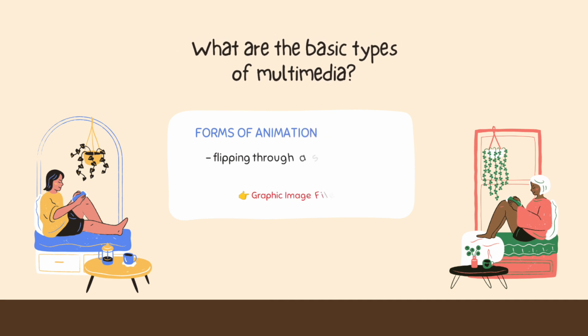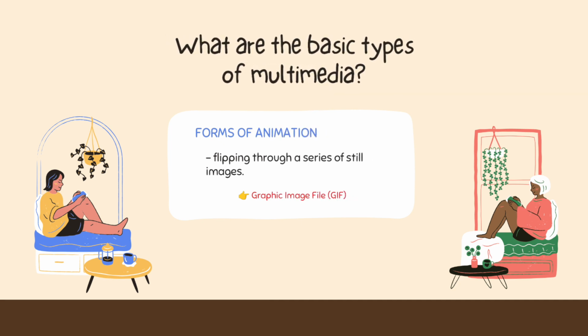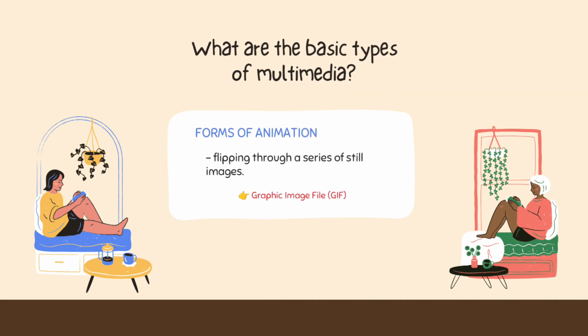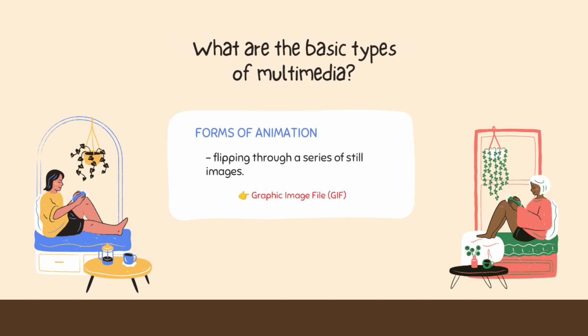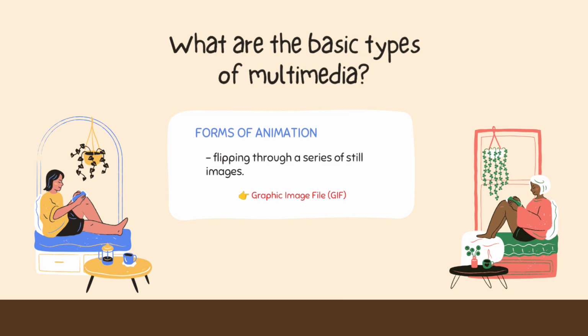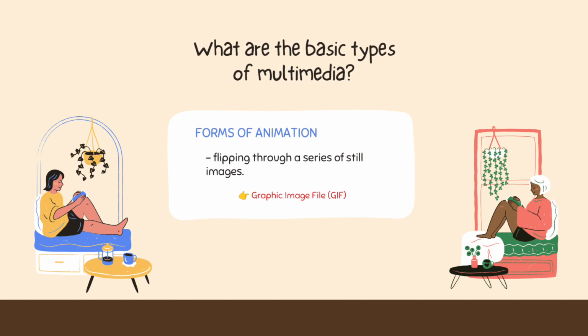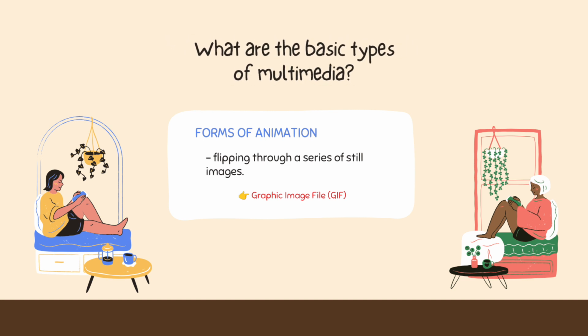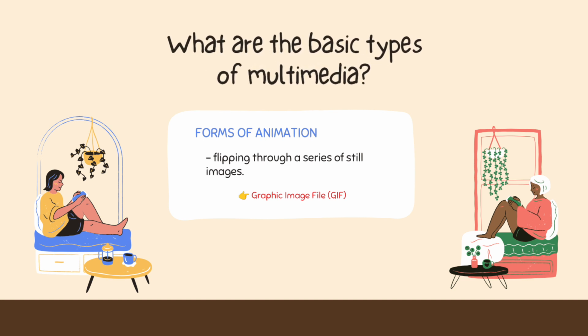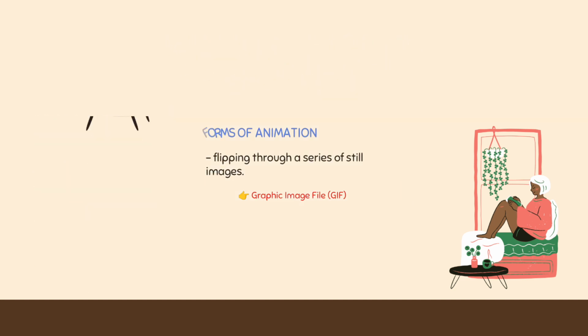The last type of multimedia is the forms of animation, flipping through a series of still images. It is a series of graphics that create an illusion of motion to display pieces of information with moving or still images and easily transferable. The example is the graphic image file or the GIF.